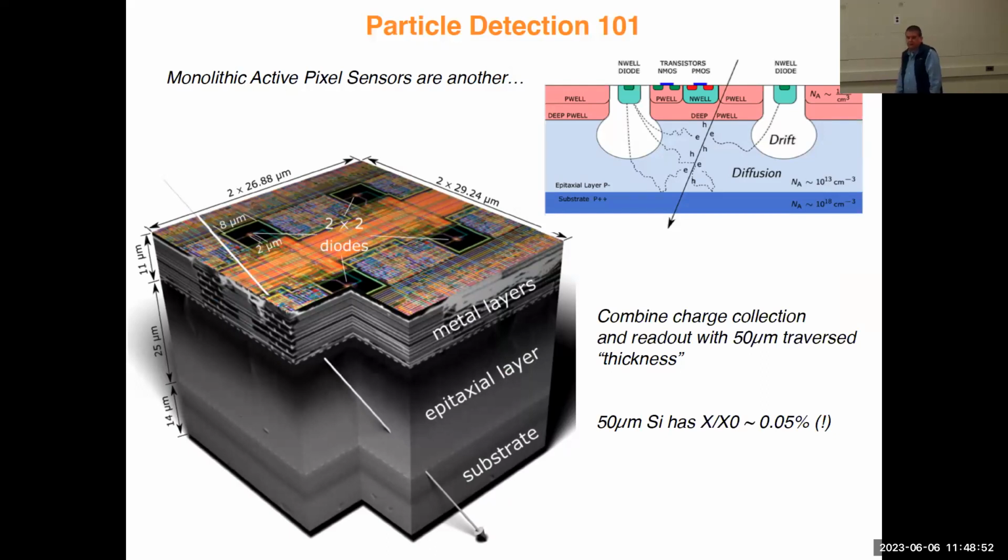That's the developments in silicon at this point. What you see on the left-hand side is a vastly blown up single pixel of the ALICE ITS2 silicon sensor. And within a thickness of about 50 micrometers, you actually have your volume where you produce your electrons, you have the collection of your electrons, and you have the electronics to drive it out. All of that in 50 micrometers of silicon. 50 micrometers of silicon corresponds to a radiation length of 0.05%.